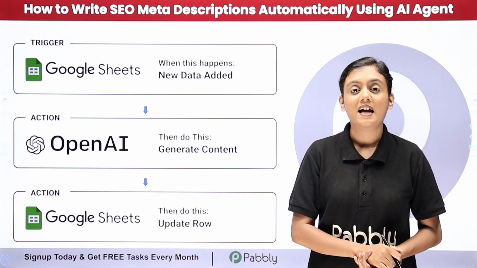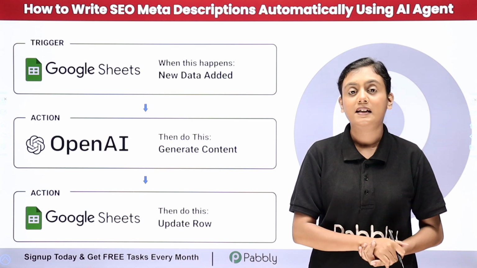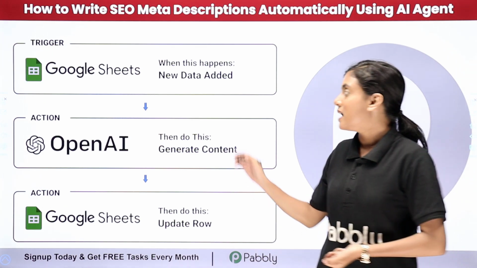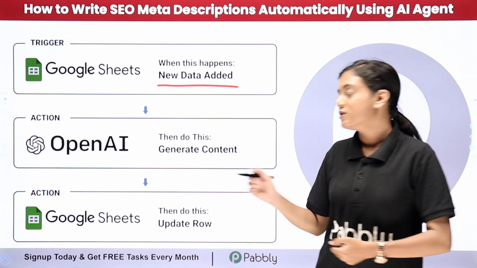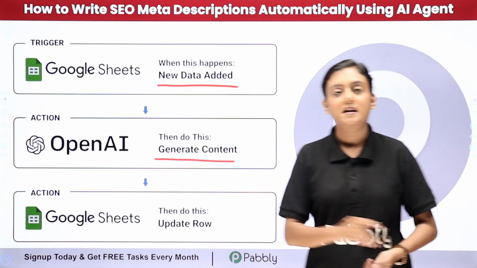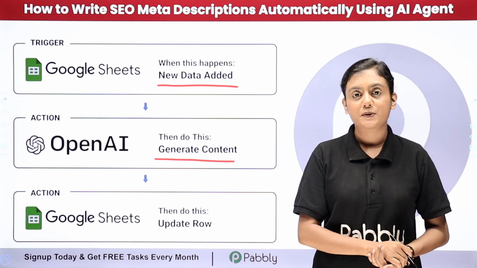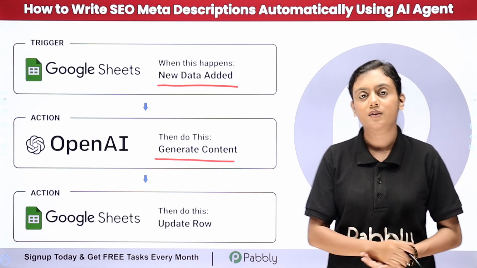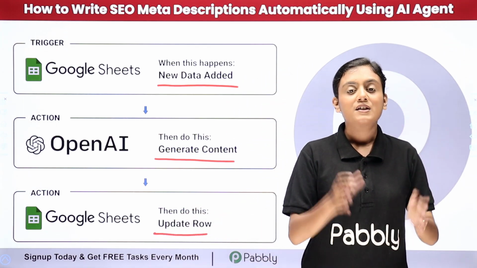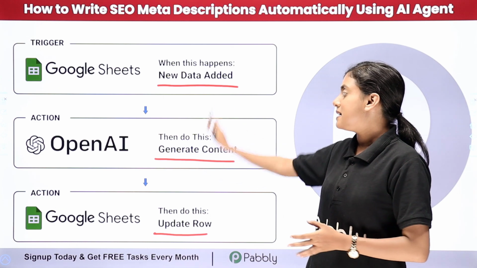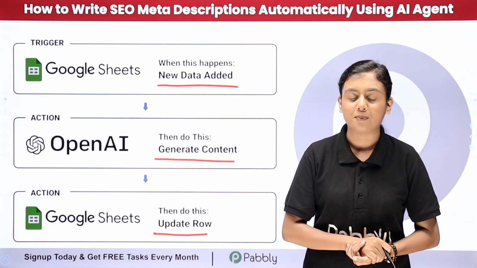In my Google Sheets, I add the data of the title of the blog and article as well as the keyword. So now, as soon as I add the data in my Google Sheets, using the data, the AI agent is automatically going to generate the meta description that is going to be SEO friendly. And as the description is generated, to create a systematic record, I am going to add that description back in my Google Sheets. So now if you want to learn how to create this AI agent for yourself, for your business, then let me take you to my screen.